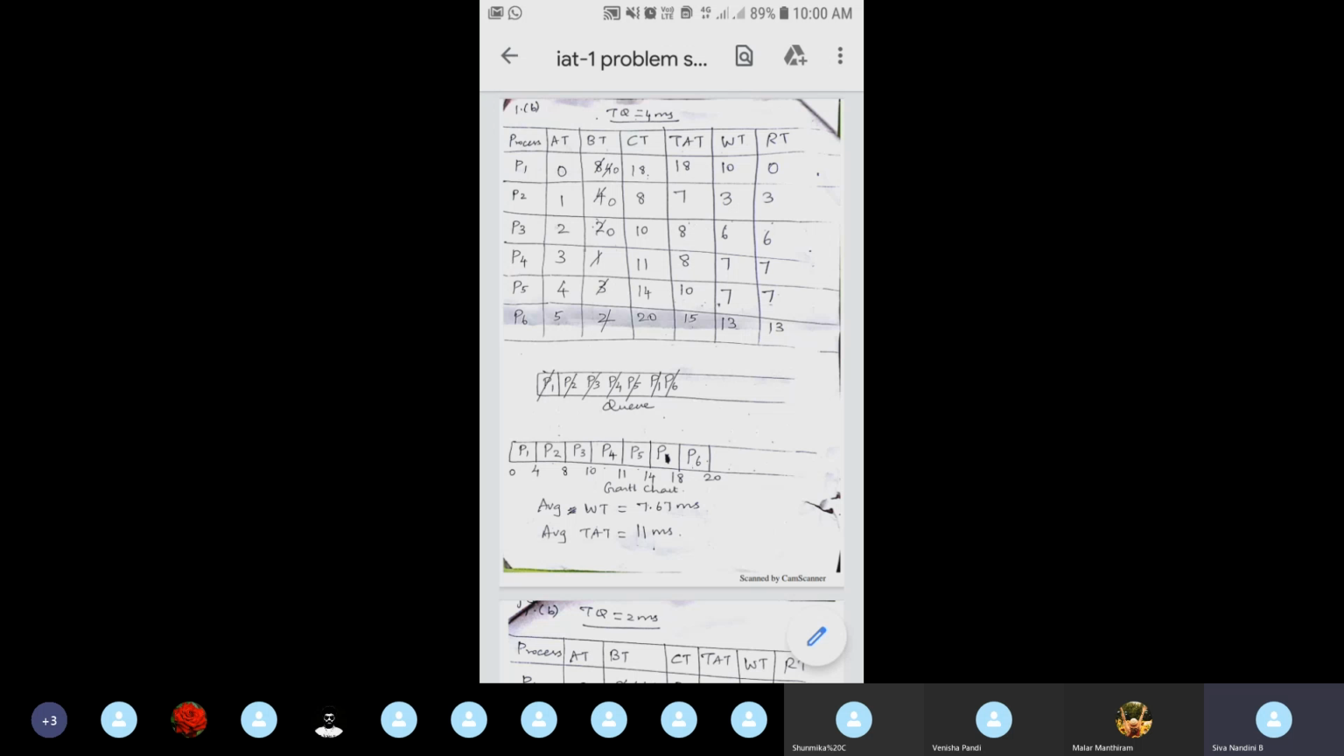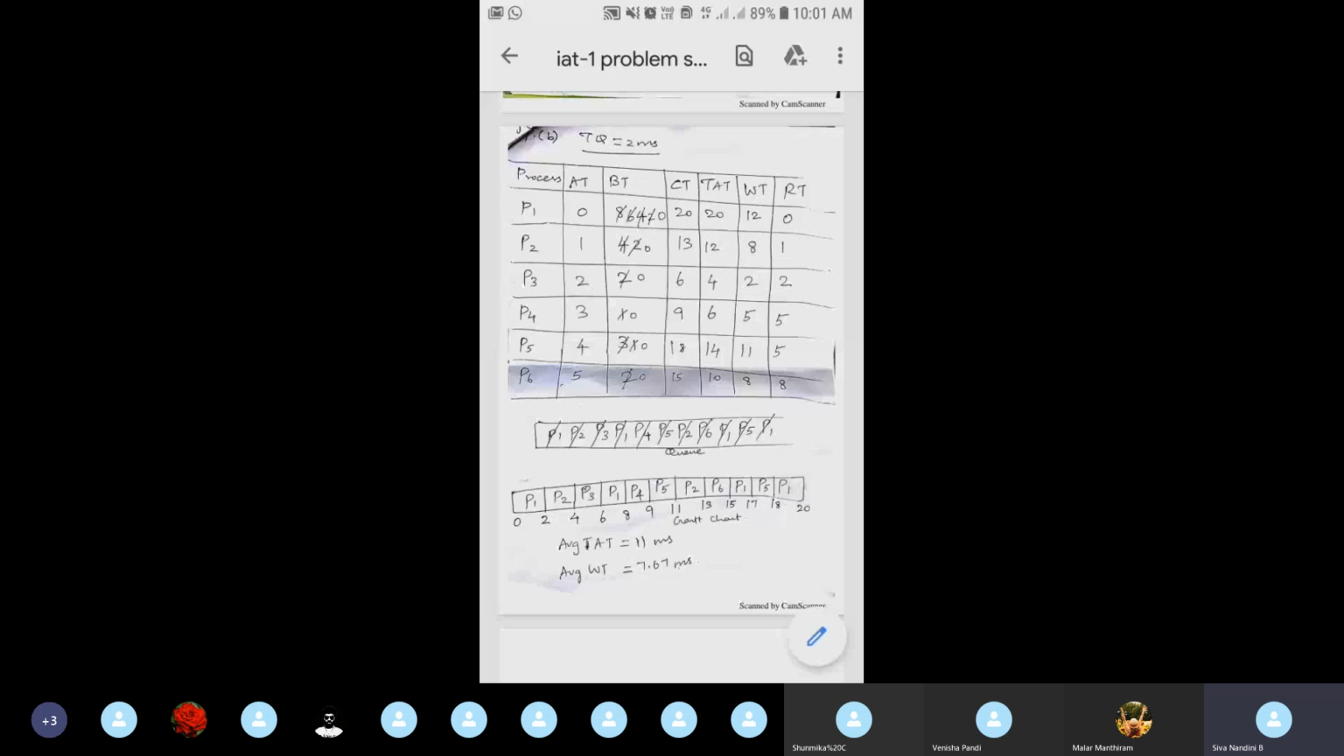Okay. So simply you can calculate the average turnaround time by adding all those turnaround times and dividing by 6. For waiting time also, you can add all those waiting times for the 6 processes and divide by 6. Okay, next, for the time quantum of 2 millisecond, it is also the same procedure.